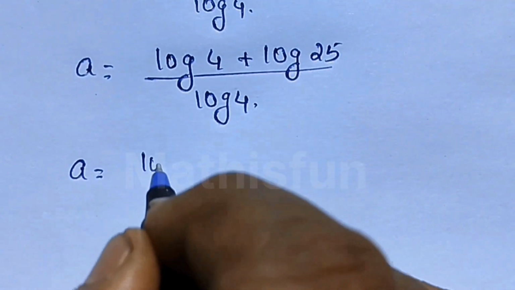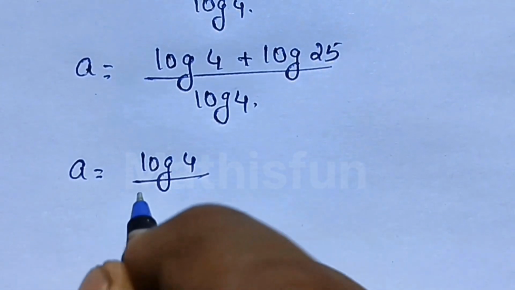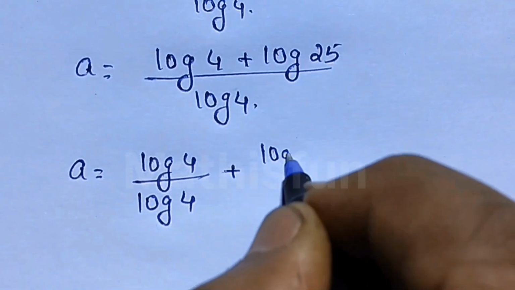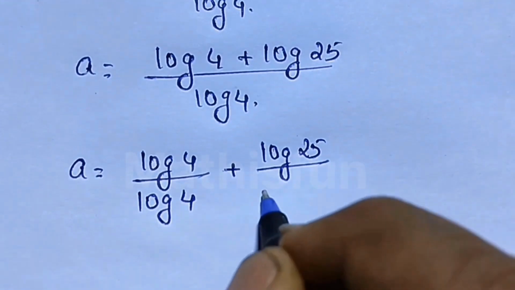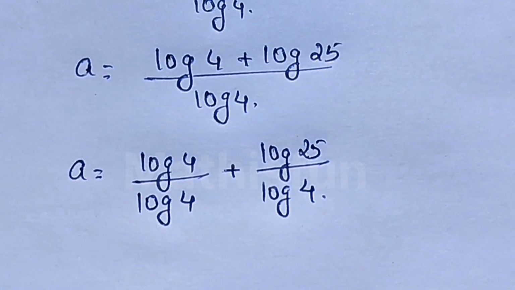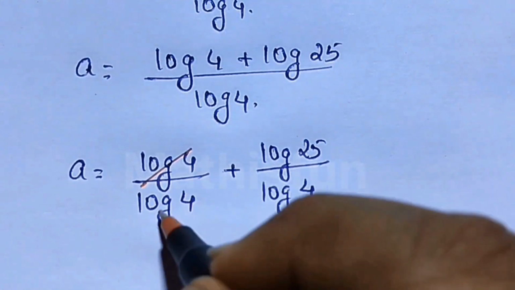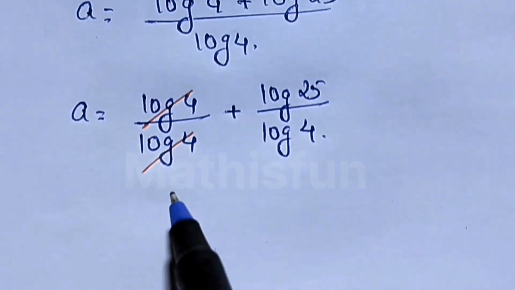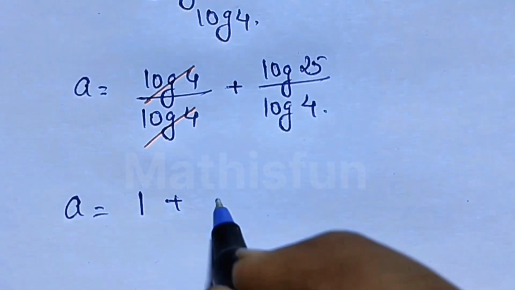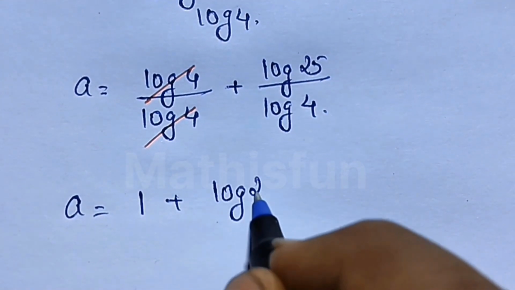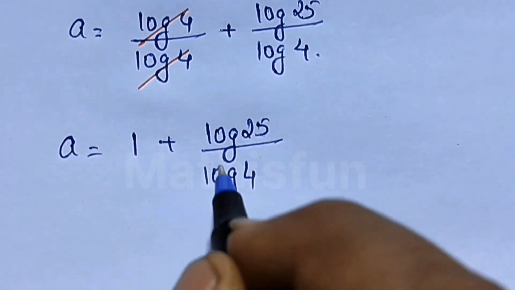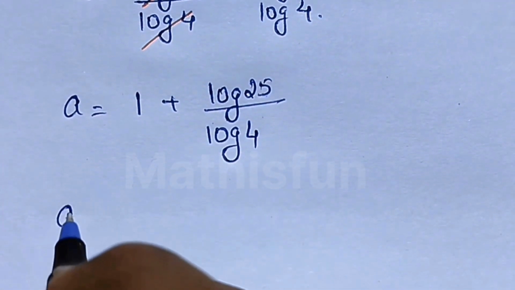Next we will separate: log 4 upon log 4 plus log 25 upon log 4. In this case log 4 got cancelled. Left with a equals to 1 plus log 25 upon log 4.